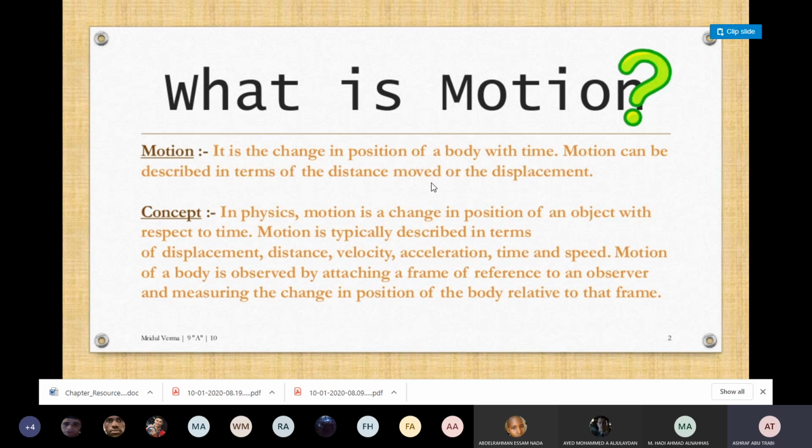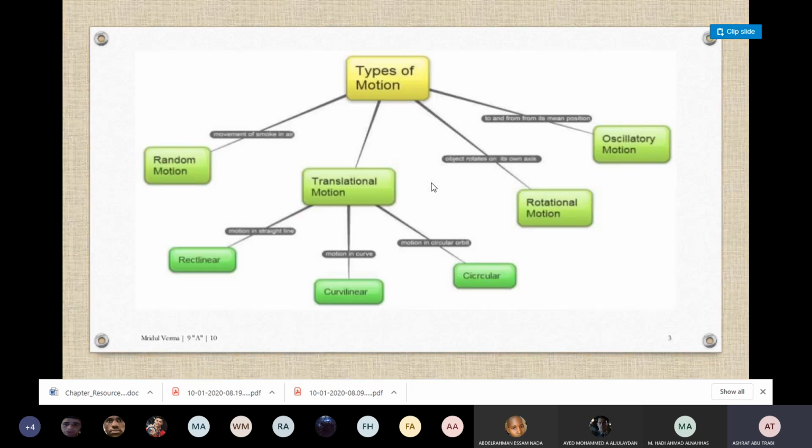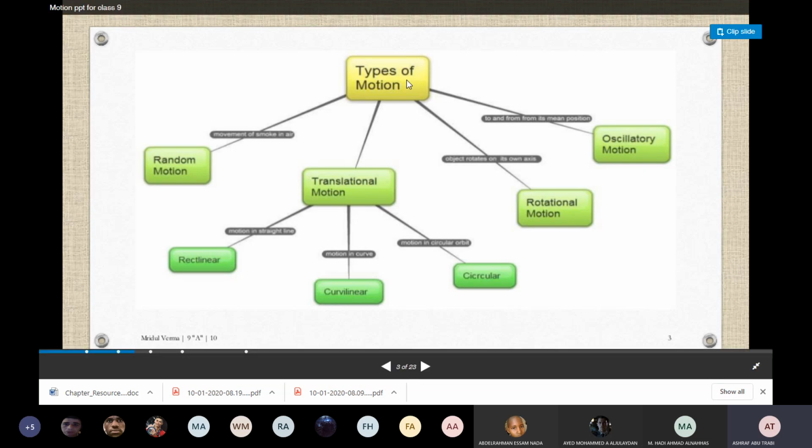Motion can be described in terms of the distance moved or the displacement. Last time we took the difference between the displacement and the distance. Is it clear to you? Now I want to start giving you the types of motion. The most important types are the translational motion and the rotational motion.